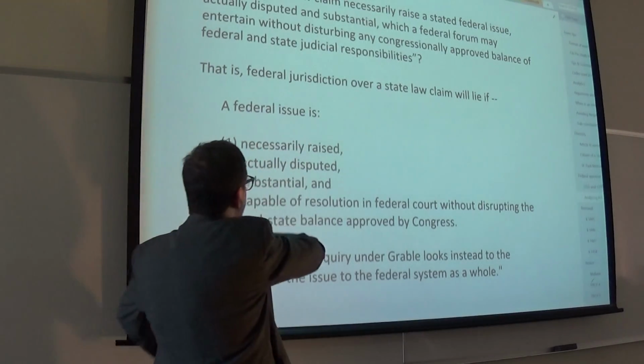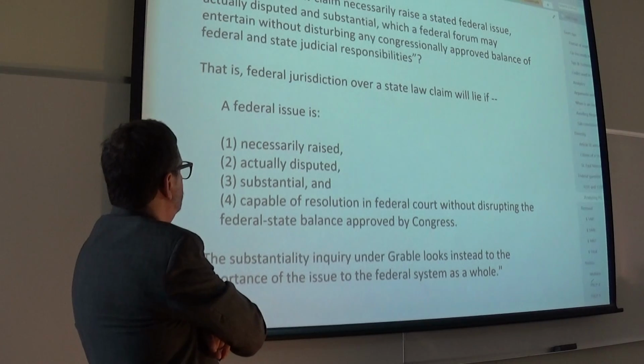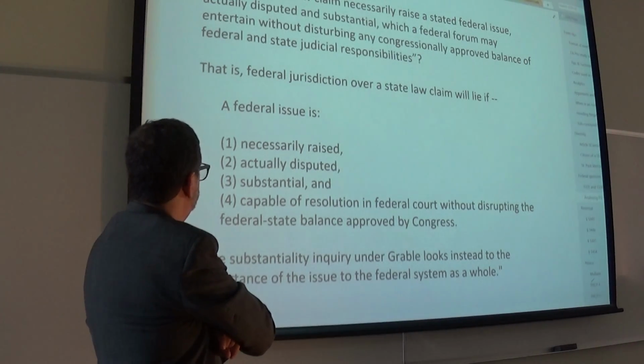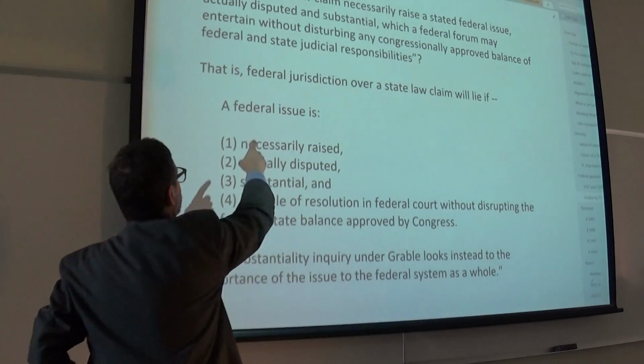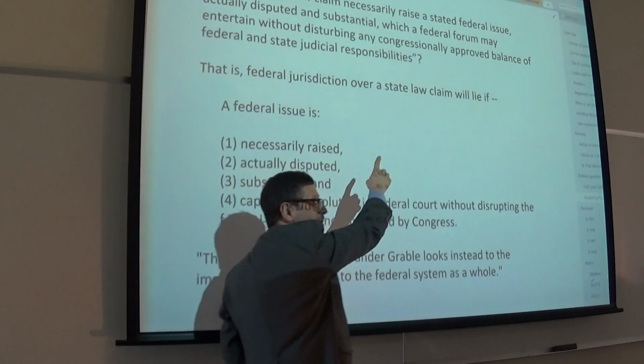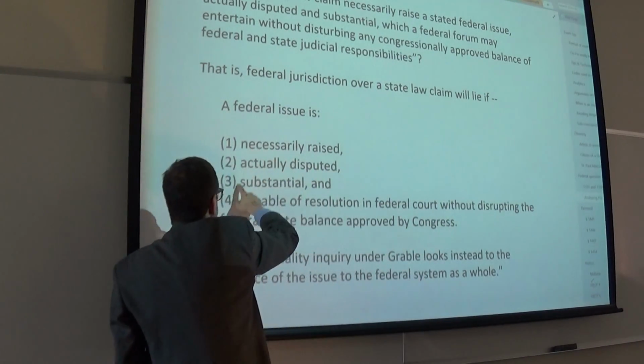Here it is up there, right out of the case. Does the state law claim necessarily raise a state and federal issue, actually disputed, substantial, which the federal court may entertain without disturbing any congressionally approved balance of federal and state judicial responsibilities? Got it? All right. That means federal jurisdiction over that state law claim. And here, that's the cause of action in the plaintiff's complaint, right? All these have to be satisfied.